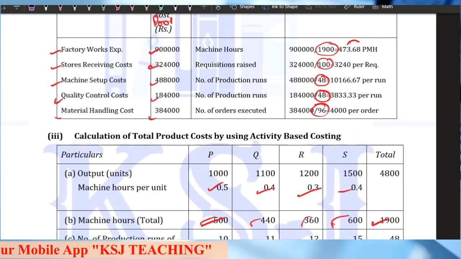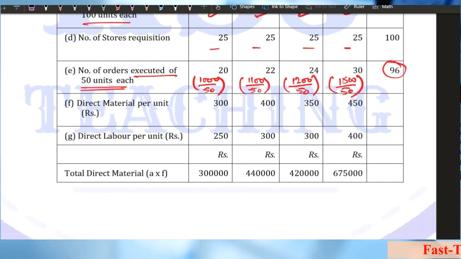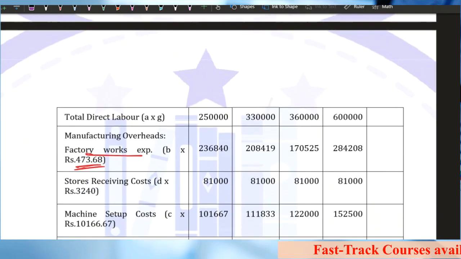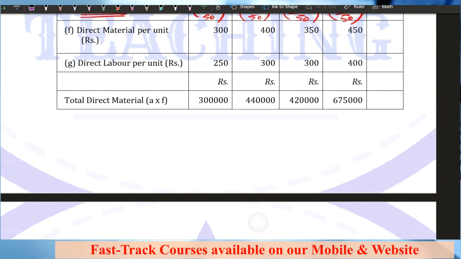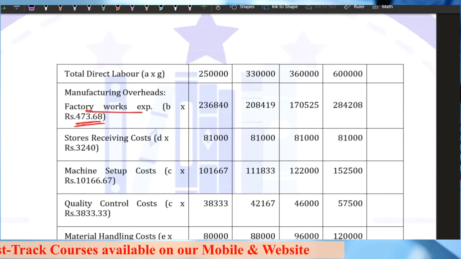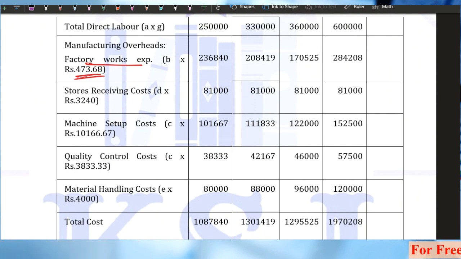Are you getting the point? The questions are very, very simple. Why am I rushing through it? You might be saying, sir, rushing through. These are simple things we have already discussed in detail in the last lecture. Direct material and labor are given to you. How you will calculate overheads depends upon the various activities. Then activity value multiplied by the cost driver rate. Simple.